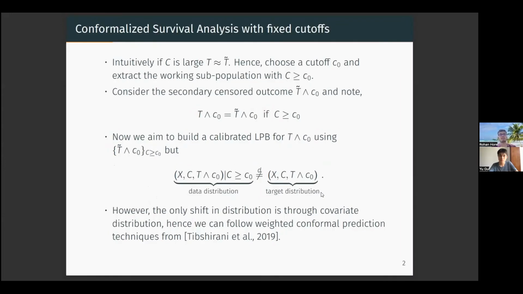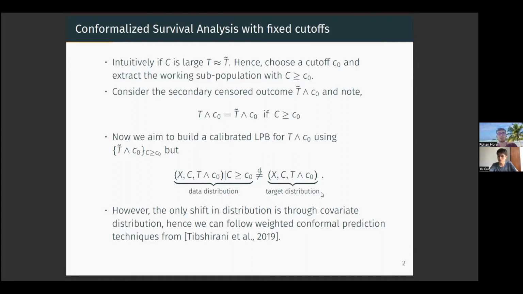So in the paper by Candès et al., they use the following technique. Intuitively speaking, if C is large, then T and T tilde are very close. So we can choose a cutoff C0 and extract a working subpopulation where the censoring times are greater than or equal to C0. They also consider a secondary censored outcome, which is the minimum of T tilde and C0. And they note that in the working subpopulation, T minimum C0 and T tilde minimum C0 are exactly the same.